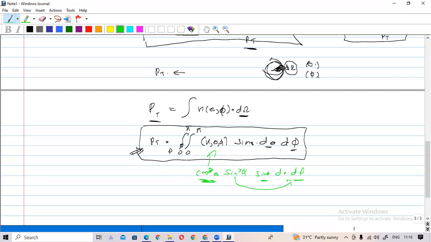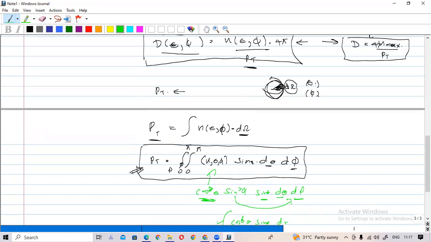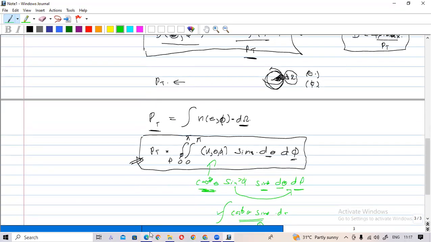When you are doing the integration with respect to d theta, you have to do the integration of cos 6 theta sine theta d theta. This integration you can also easily do. It will not be hard, you can do it quickly. So for this kind of question, this approach is proper.